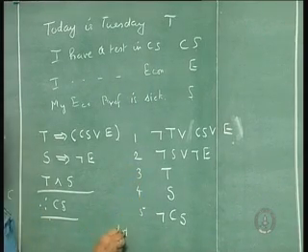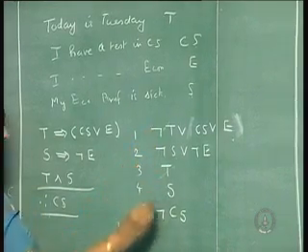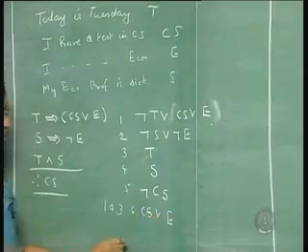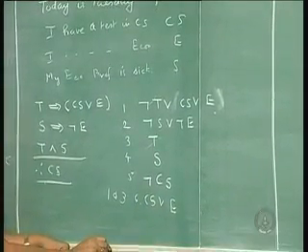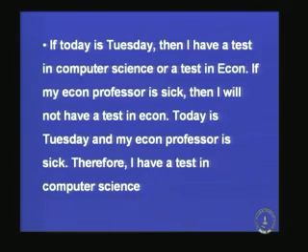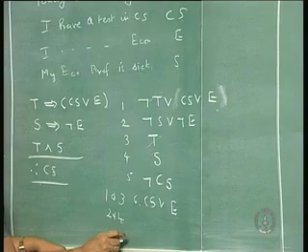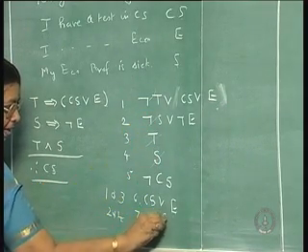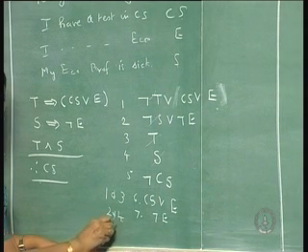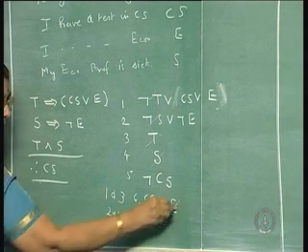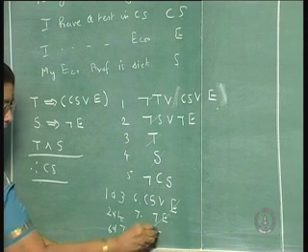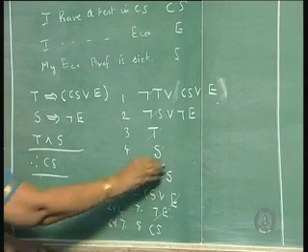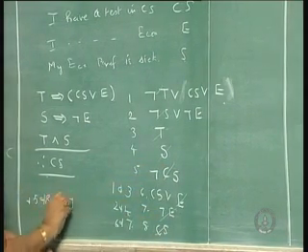From 1 and 3 this T will cancel with this, you will get CS or E, and from 2 and 4 you will get, this will cancel with this and you will get not E, and from 6 and 7 you will cancel this and you will get CS, and from 5 and 8, CS and not CS will cancel and you will derive the empty clause.